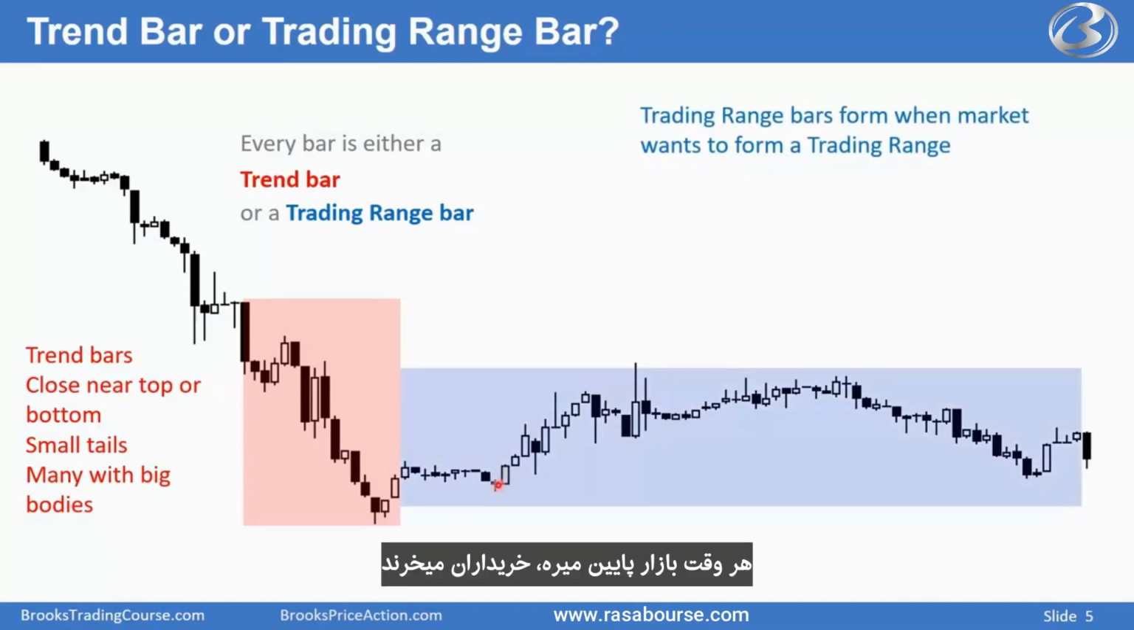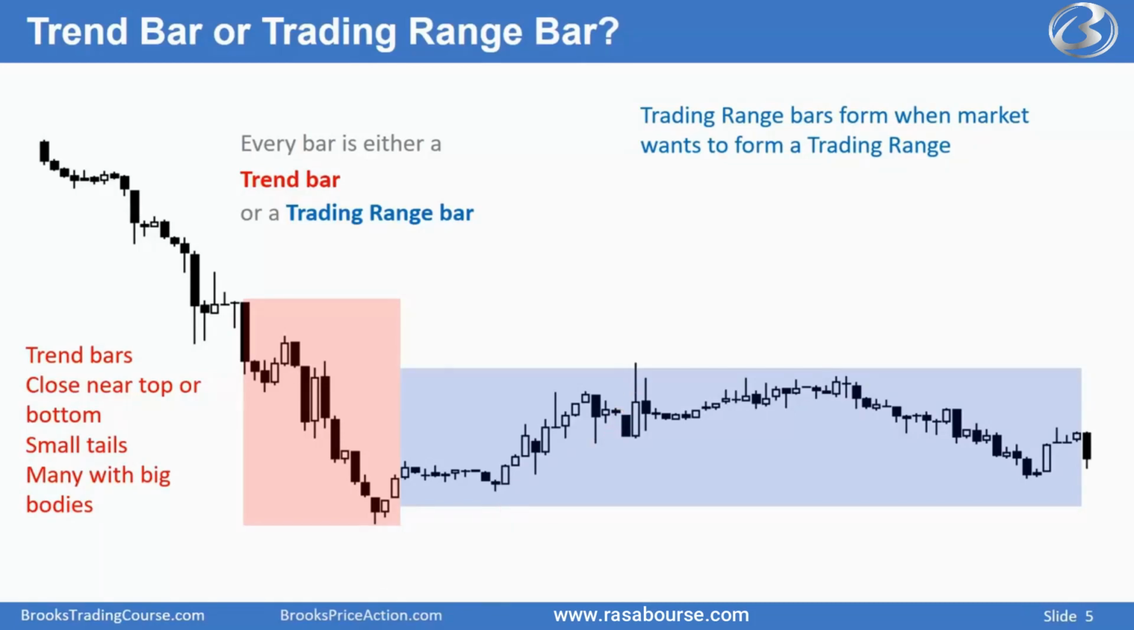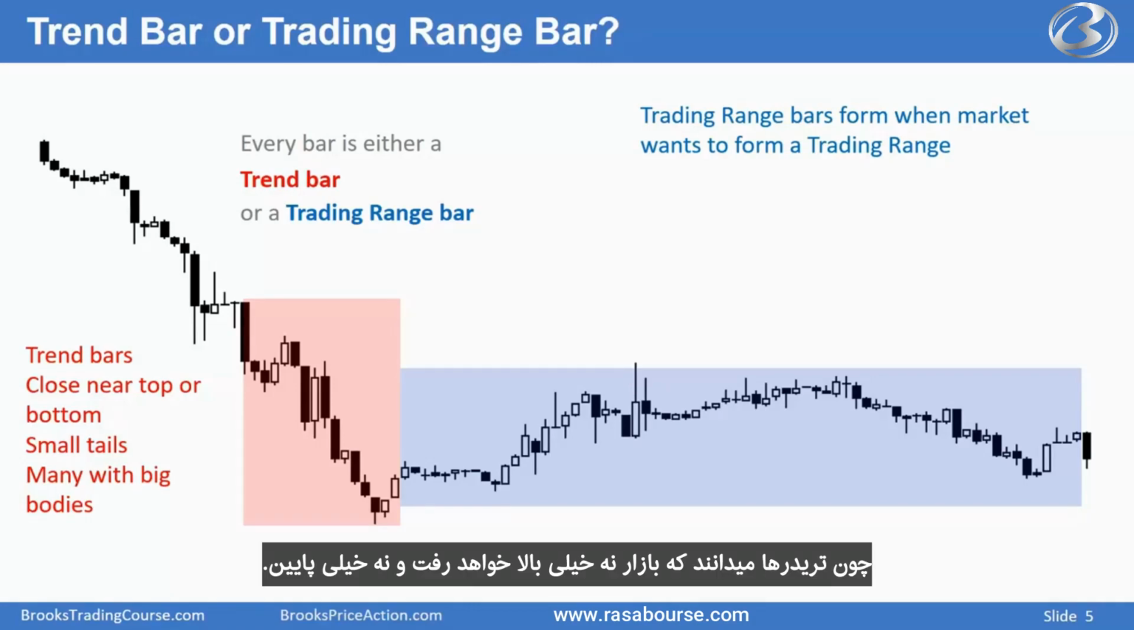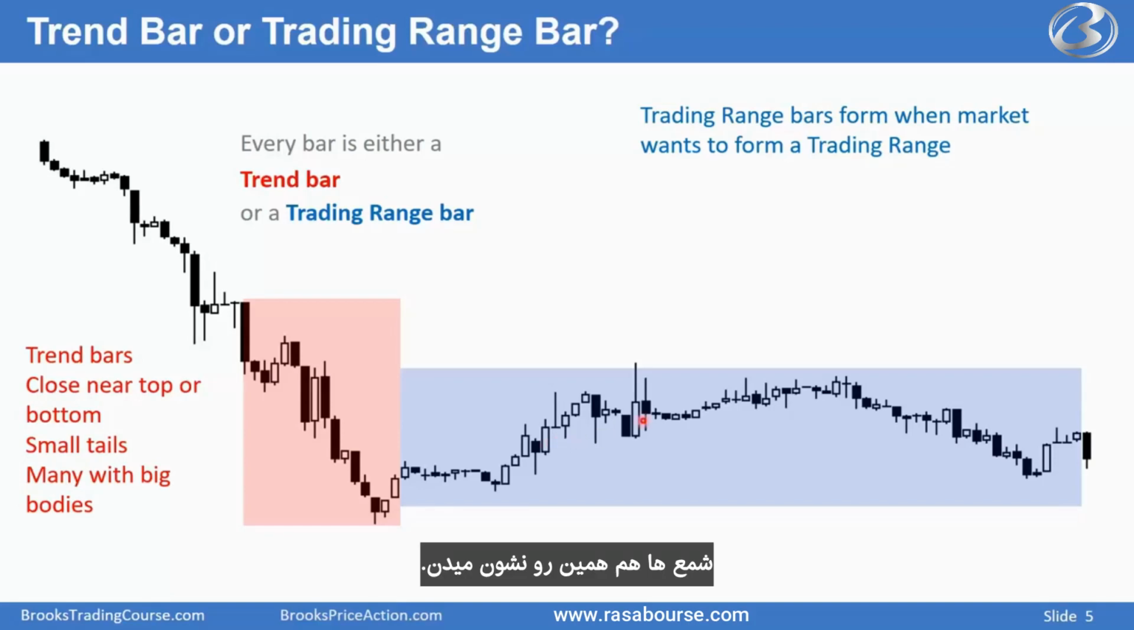The market, anytime it goes down a little, the bulls buy, the bears stop selling. Anytime it goes up, the bears start to sell, the bulls stop buying. Traders know that the market is not going to go very far up or down. And the bars reflect that as well.